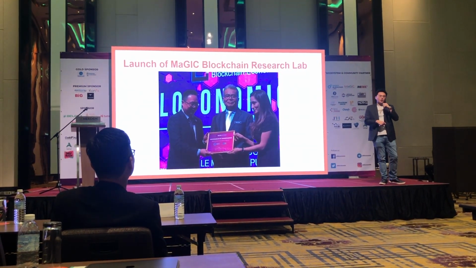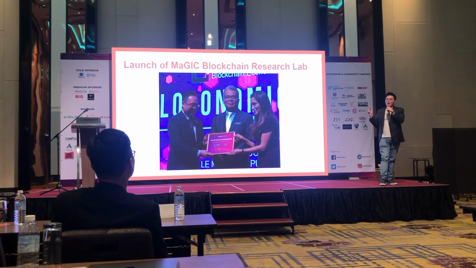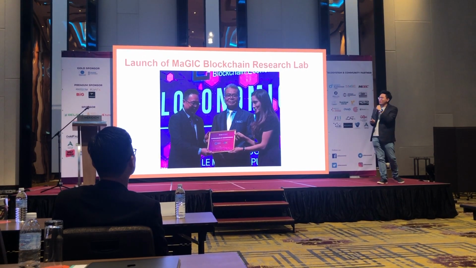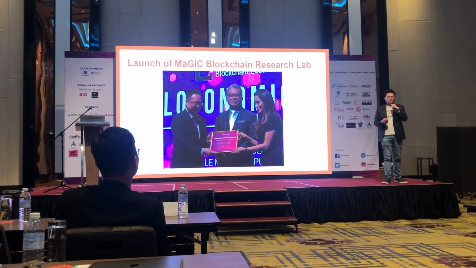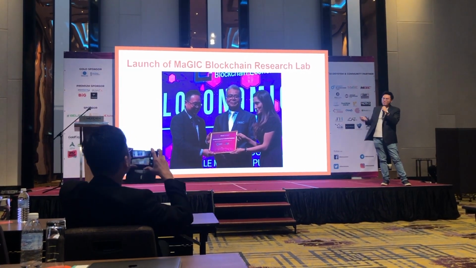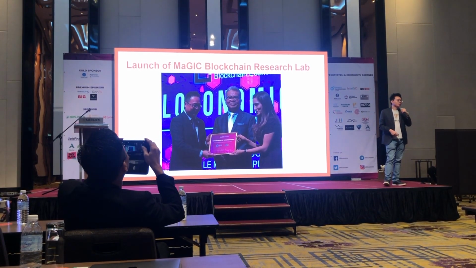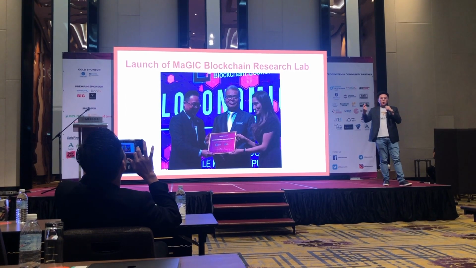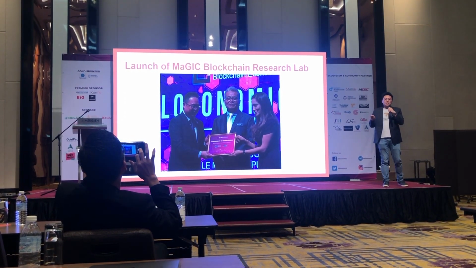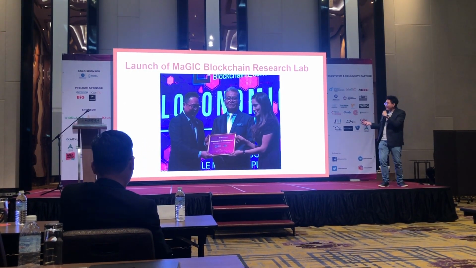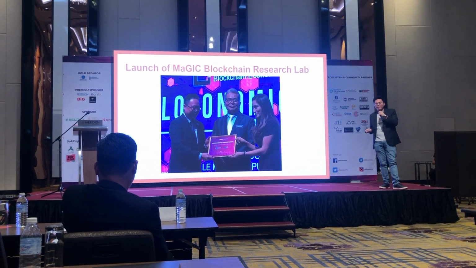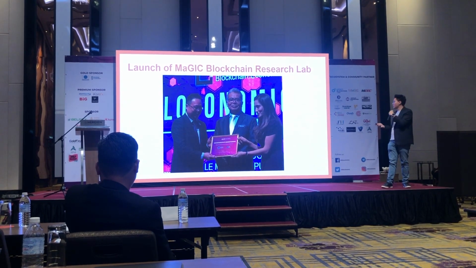So with that, yesterday morning we had a launch of the Magic Blockchain Research Lab, with Magic and MBA, the Malaysia Blockchain Association, in partnership with TriveAcademy. We are here to groom even more blockchain talent, in which parts of technology can actually benefit from blockchain technology.